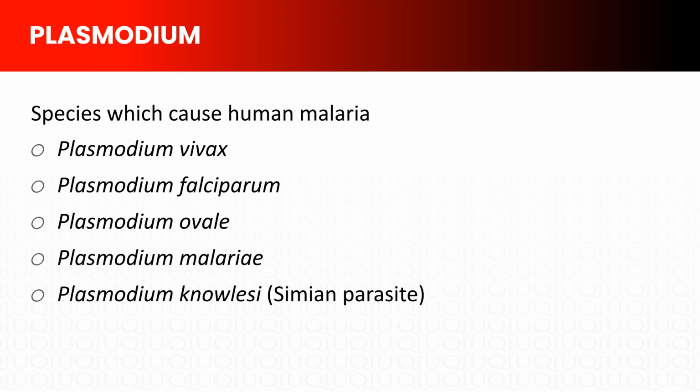5 species of Plasmodium cause human malaria. Plasmodium vivax and Plasmodium falciparum are the most common globally. Plasmodium ovale and Plasmodium malariae are less frequently encountered. The 5th species, Plasmodium knowlesi, is actually a simian parasite that has recently emerged as a cause of human infection, particularly in Southeast Asia. Each species has distinct characteristics in terms of severity, relapse patterns, and geographic distribution, which we'll explore further.